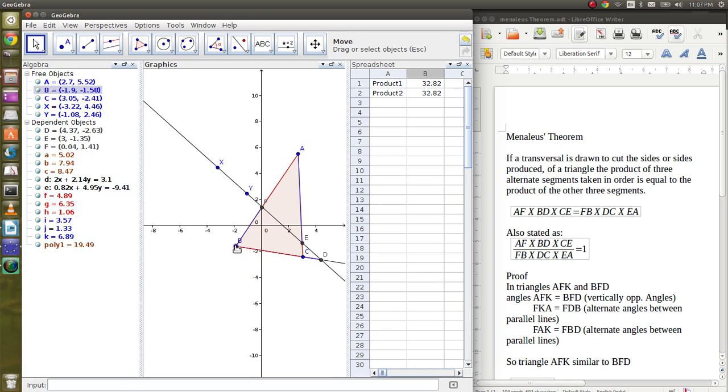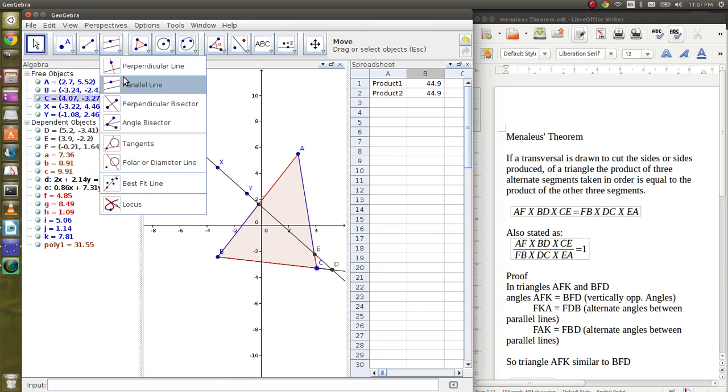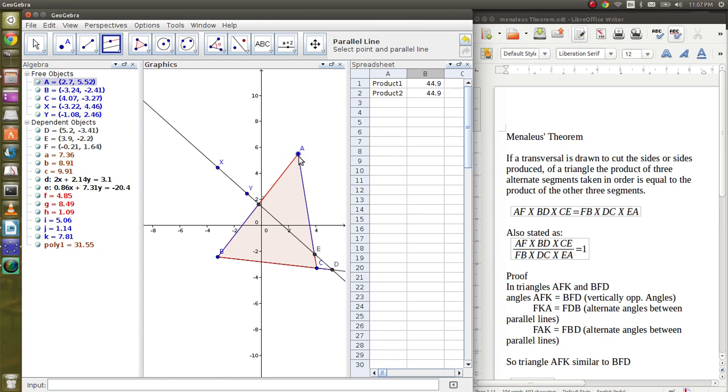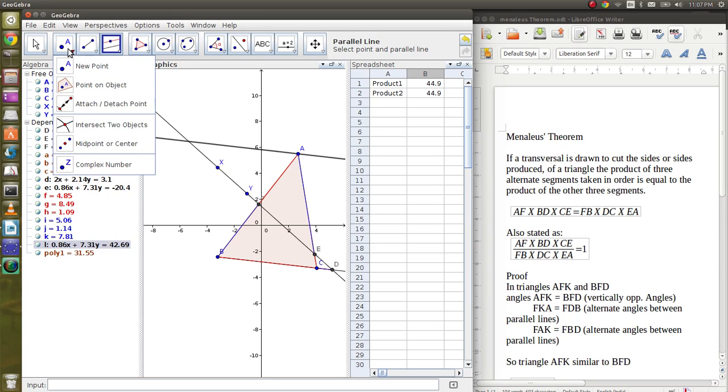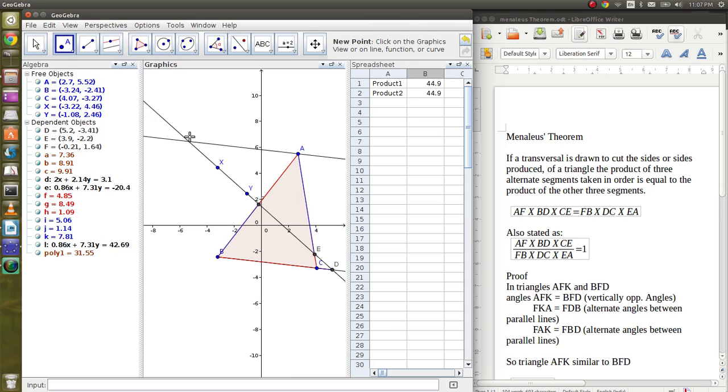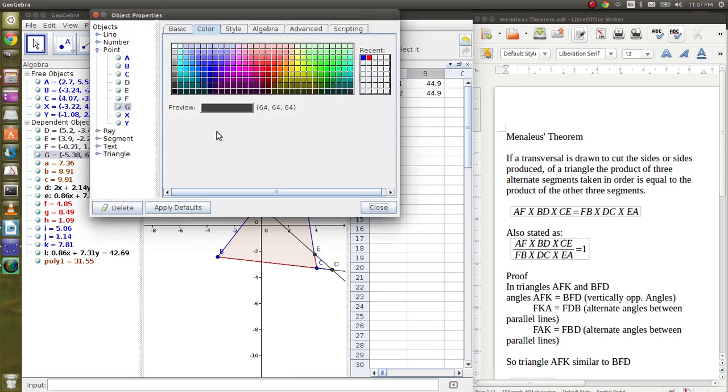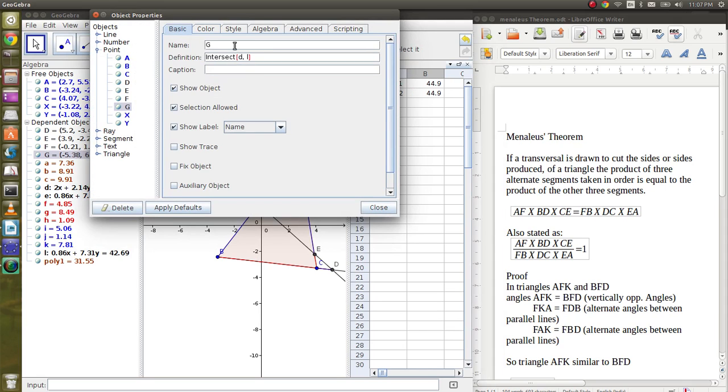Okay, now let's move on to the proof. For the proof, we have to make a little construction. We have to draw a line parallel to BC from A to the transversal. Okay, so now let's take a parallel line from A parallel to BC. This is it. Let's name it K. New point would be not G, it would be K. No color.